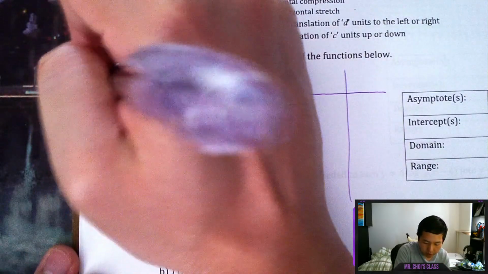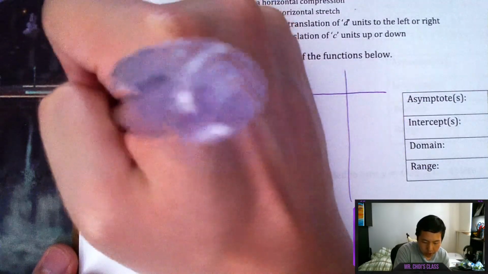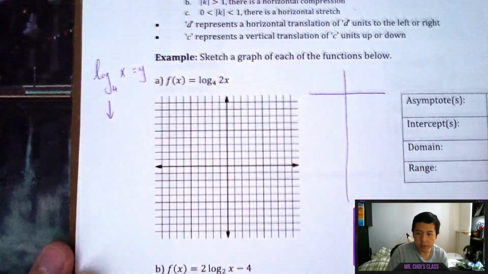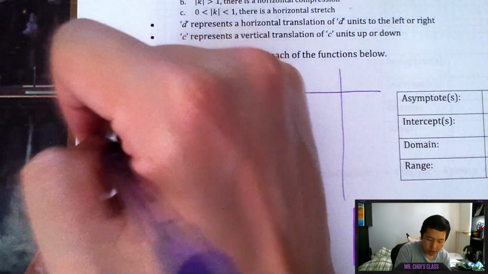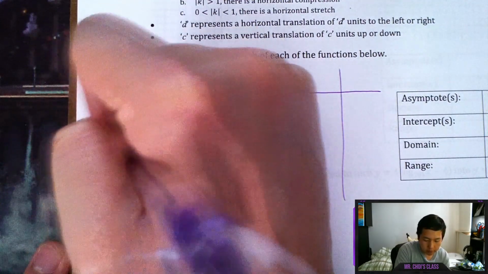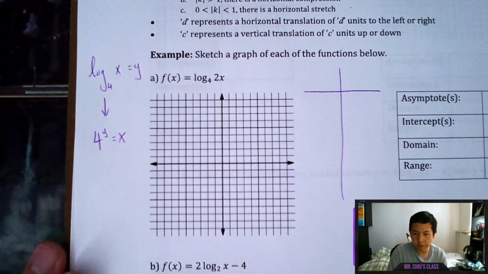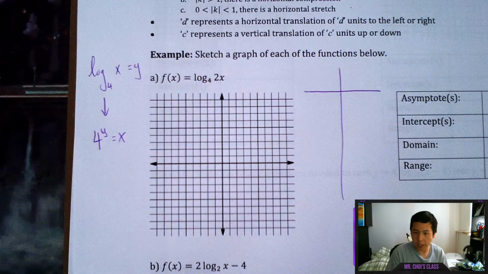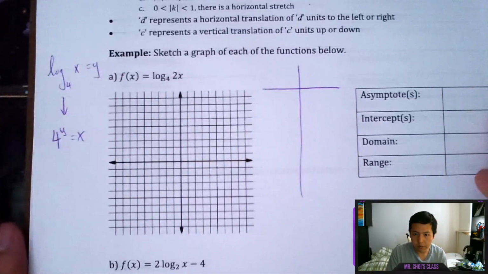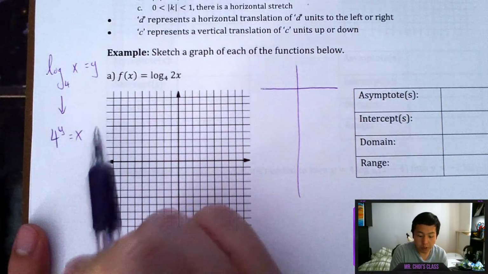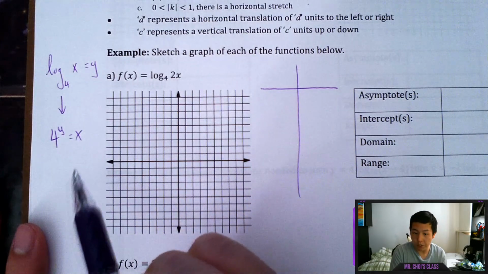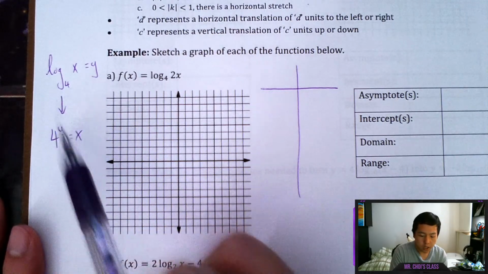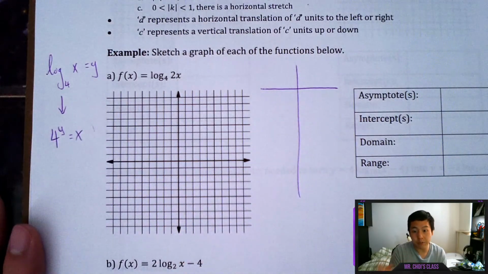So if we have log base 4 of x equal to y, we should be able to understand that we can convert that like such. Depending on what the value of y is, we should get the value of x. We're using this because we can calculate exponential functions. We can't calculate logarithmic functions with bases that are not 10, so we're going to use the exponential and flip it.